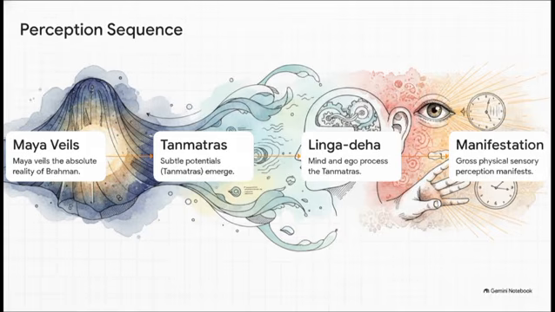Okay, let's pull this all together into the precise sequence originally taught in Canto 61. Step 1, Maya veils the absolute reality of Brahman. Step 2, from this veiling, the Tanmatras, those subtle potentials we just talked about, emerge. Step 3, your individual Linga Deha processes these Tanmatras through your mind and ego. And finally, step 4, the gross physical sensory perception actually manifests. This step-by-step manifestation is huge because it proves that what you're seeing and hearing right at this very moment is the end result of a complex internal process, not the beginning of one.